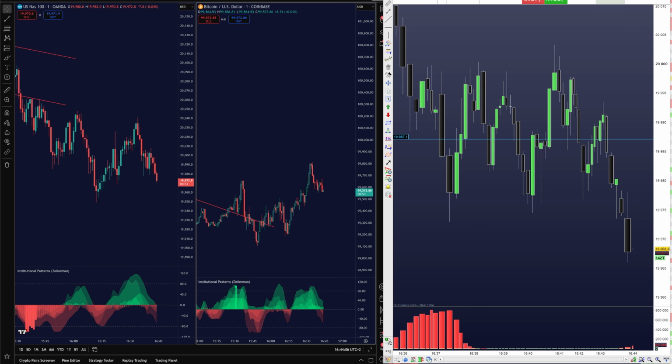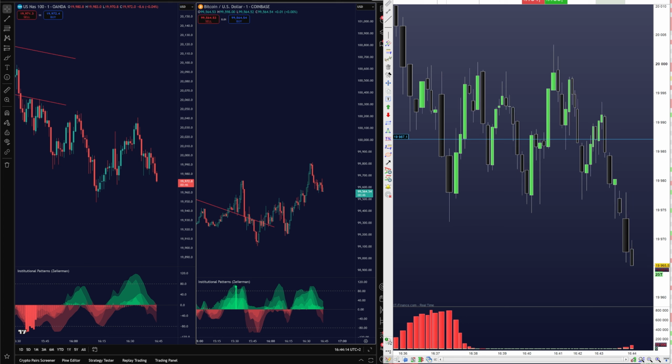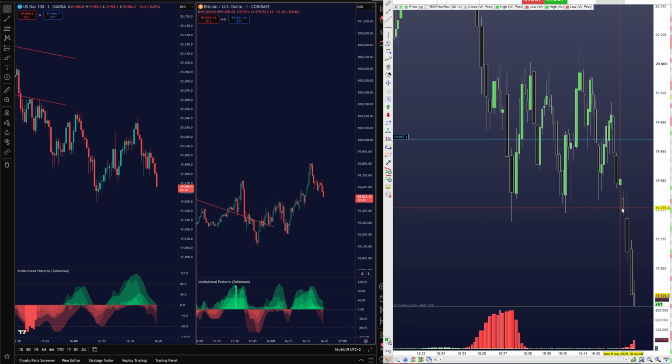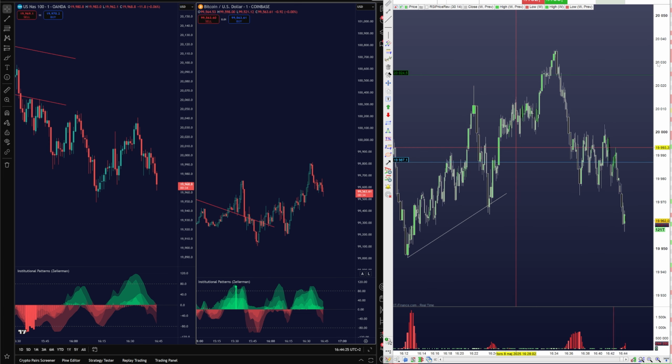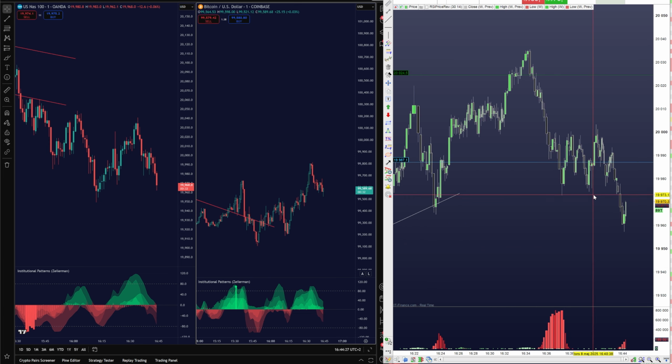Okay, I am out on NAS. The trade is over for me. It was still profit, right? Still profit for me. So let's see what's happening. This bullish structure is over in Nasdaq right now.